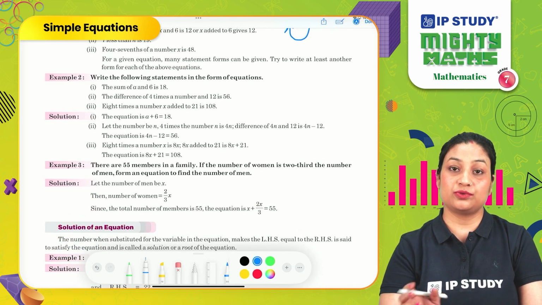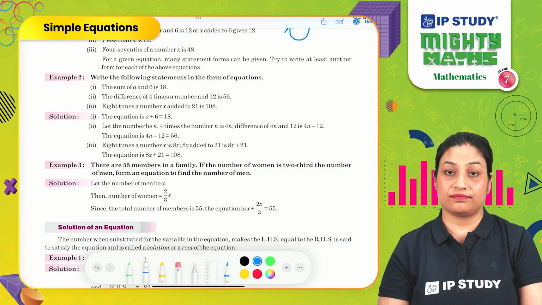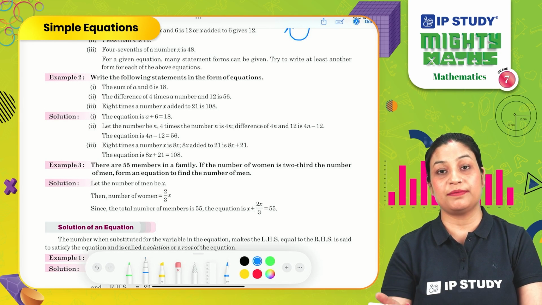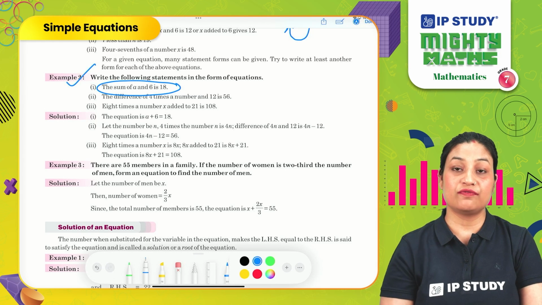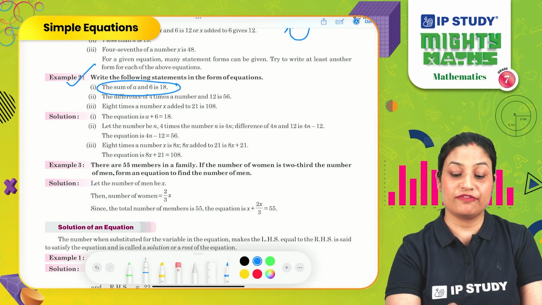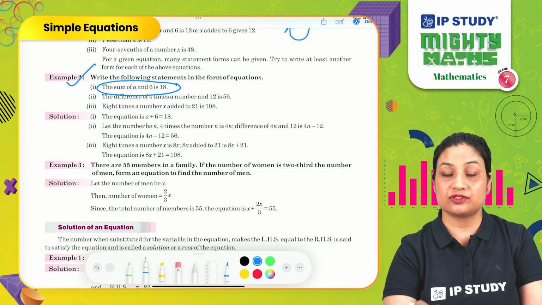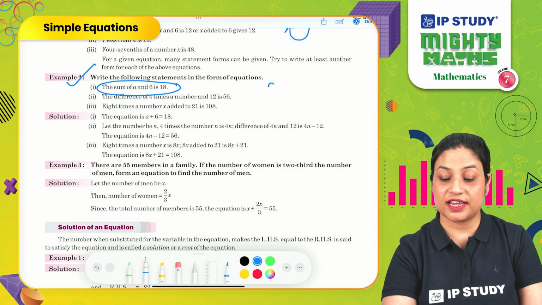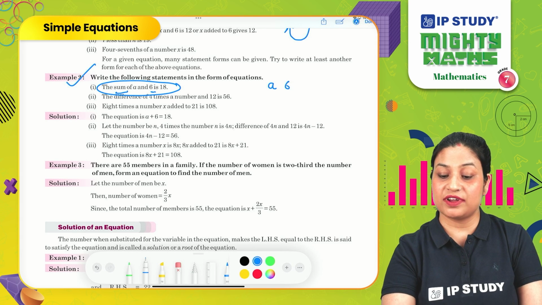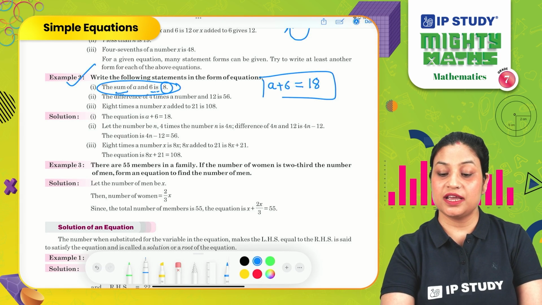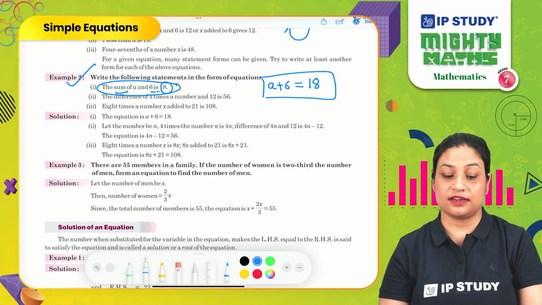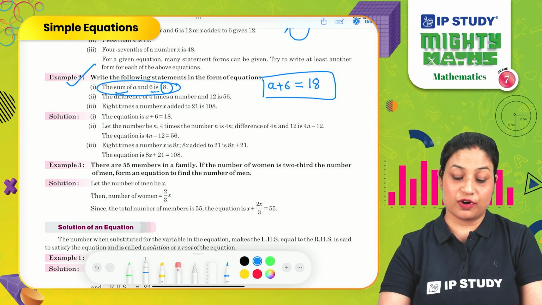Now, let's do the reverse of this. Instead of expressing an equation as a statement, let's convert a statement into an equation. So let's take example number 2, first part. It is saying the sum of a and 6 is 18. So from the statement we have two things, a and 6, and it is saying sum. It means that we have to add these two, and is equals to, and we have 18. So the equation will be a plus 6 equals to 18, right? Now, let's move on to the next topic.